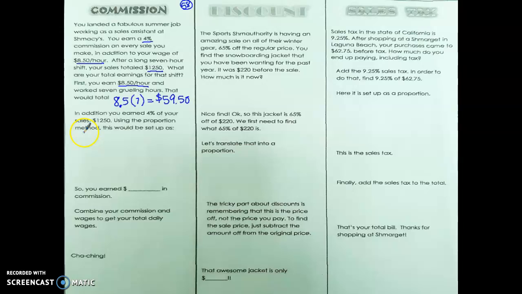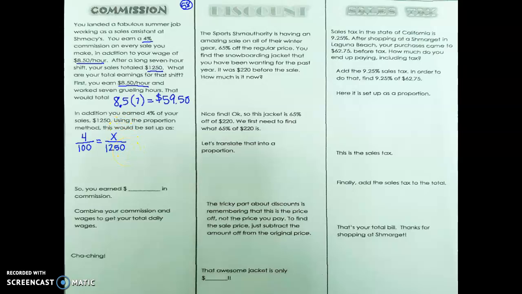Using the proportion method, this would be set up as, well, again, our proportions, we went over that on page 38 and 39. If you need to go back and look at it, go ahead and look at that. And page 40 also has some examples in your ISN. So let's set up the proportion. In addition, you earned 4%. Well, 4%, our percent is always out of 100, right? That's my part of whole. And then my part, 4% of 1250, because 1250 is my whole, is going to be x over 1250.